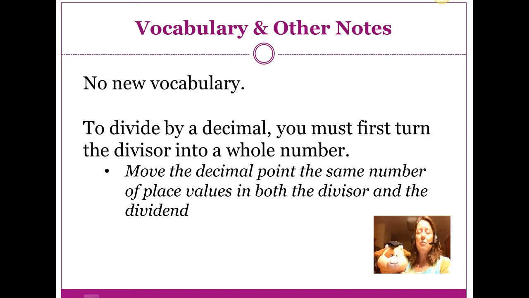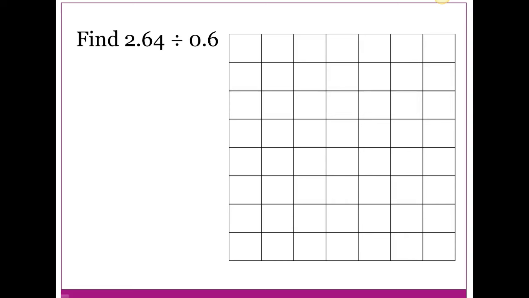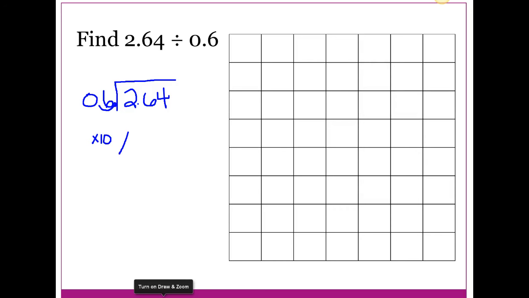Let's go back to the problem that we started with. Before we begin dividing, we first must turn the 6 tenths into a 6. I can do this by multiplying the divisor by 10. That would move the decimal place one place to the right. But if I do that, I have to do the same thing to the dividend in order to keep the problem balanced and not change its overall value. So that means the decimal would move one place over in the dividend as well.